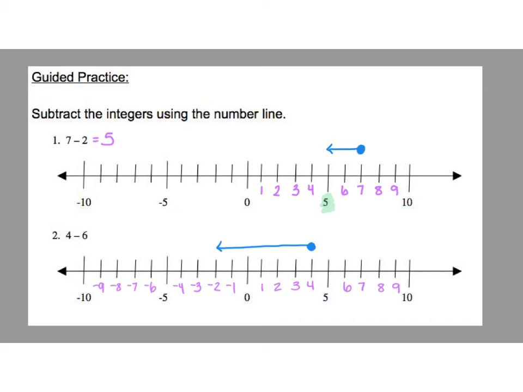And when I do, I land at negative 2. So 4 minus 6 is negative 2.